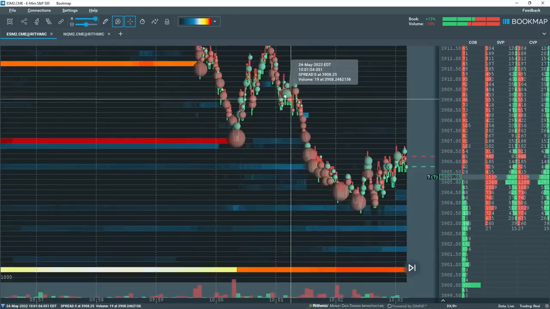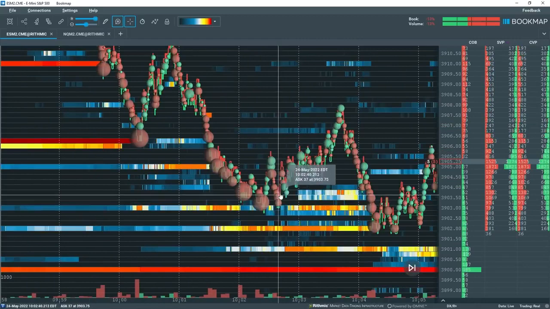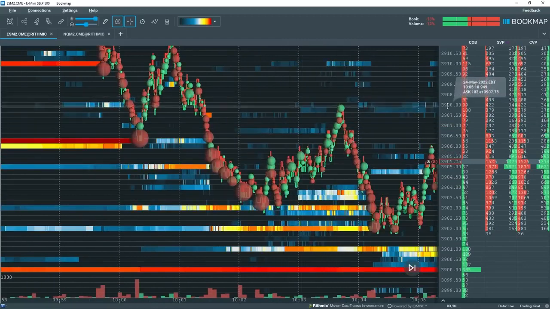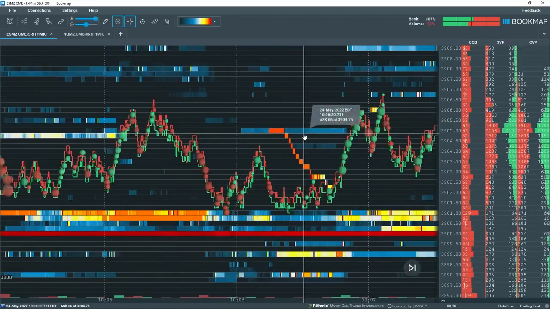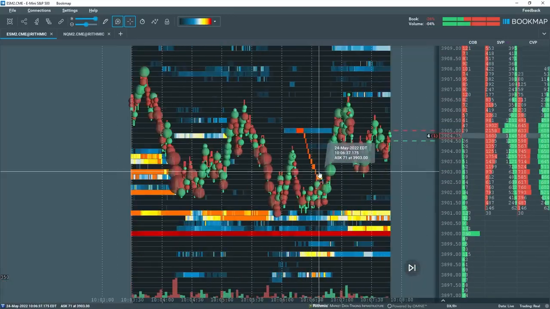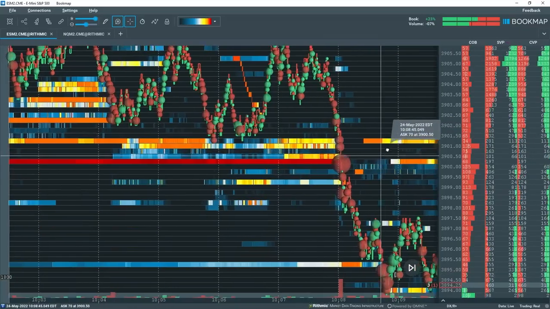3908 now is acting as resistance. We get below it, more aggressive sellers coming into the market, come back up, look exactly where we reject, 3908, come back down. Then we see a very weird bracketing order over here. 3908, we're still below it. Then boom, we crack 3900.